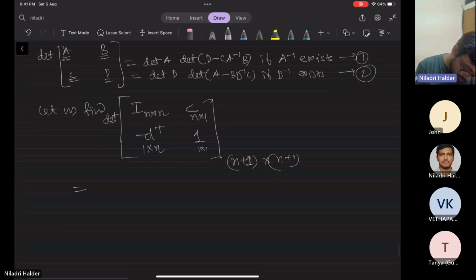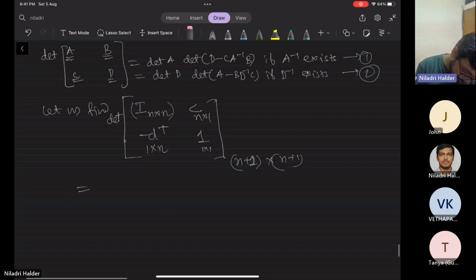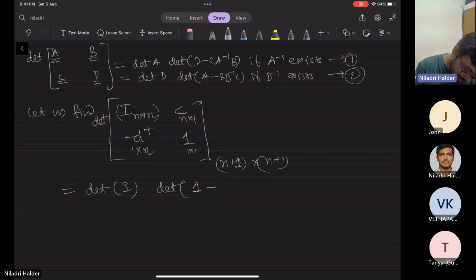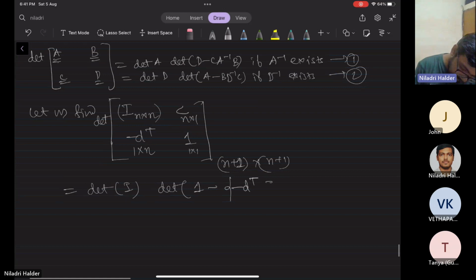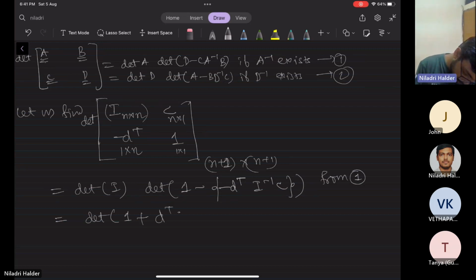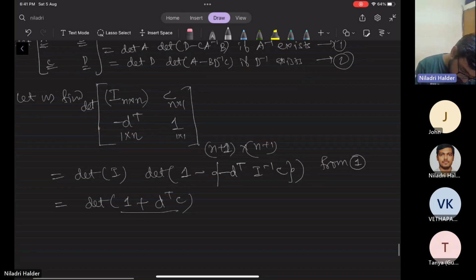So first, det A means determinant of this identity matrix, so this is 1. Then determinant of D minus C A inverse B. D is 1 here. So 1 minus the C, that is minus D transpose, times A inverse, that is I inverse, times B, that is this C. So the determinant of I equals 1, and this is the determinant of 1 plus D transpose C. Okay, so this is a scalar: 1 plus D transpose C.